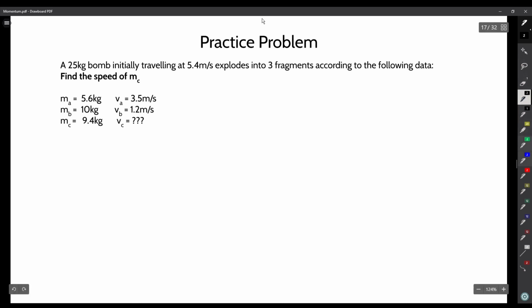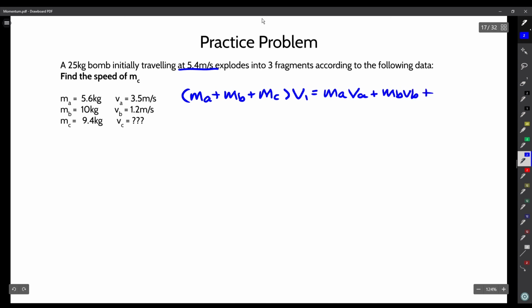Now we know our formula is MA plus MB VI, and here actually we have MC, so plus MC VI, 5.4 meters per second, equals MAVA plus MBVB plus MCVC, and we have to find what MC is.